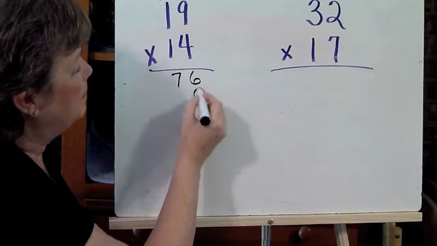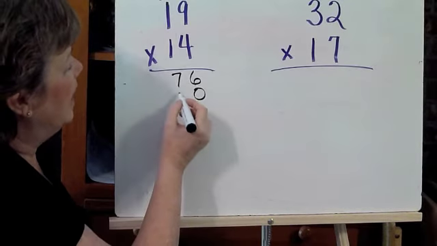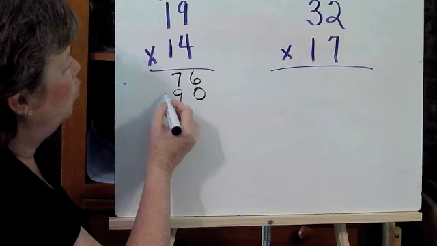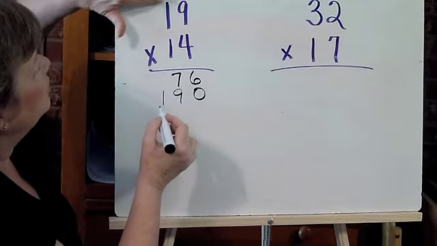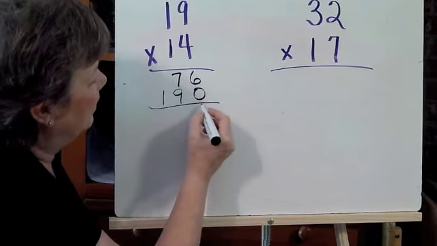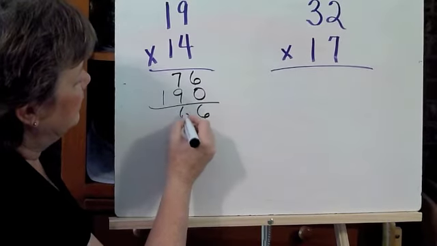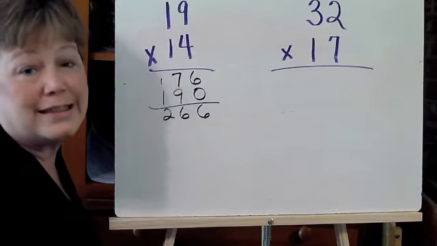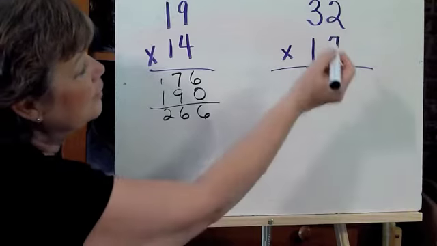Now I'm holding my spot. 1 times 9 is 9. 1 times 1 is 1. This 3 was from the earlier one, so I don't have to add that in. 6, 16, 266.